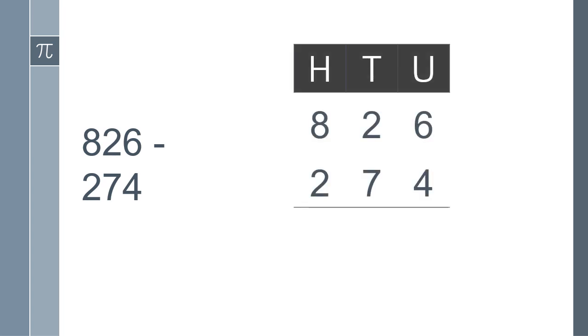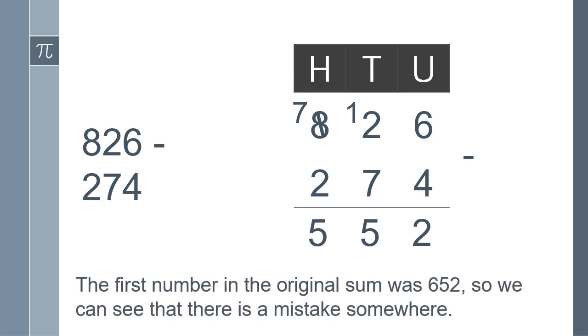We're going to use our columns. So I'm borrowing as normal. And then this last column, we get 7 minus 2, and it's 5. So the first number in the original sum was 652. So from this answer, we can see that there's a mistake somewhere. So at this point, if you've done your reverse calculation, you know you've made a mistake. You would go back and look at your original sum to find out where that mistake was.